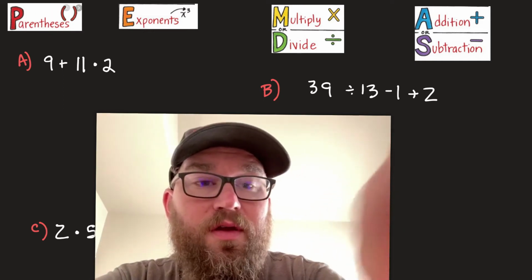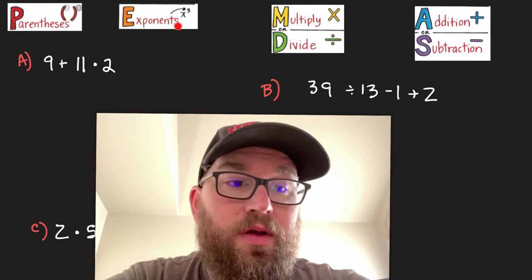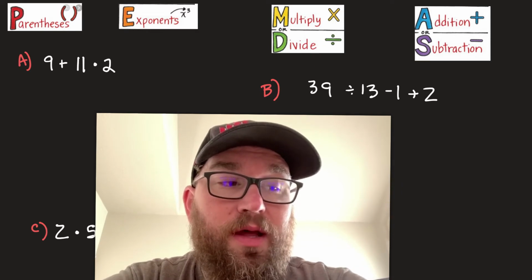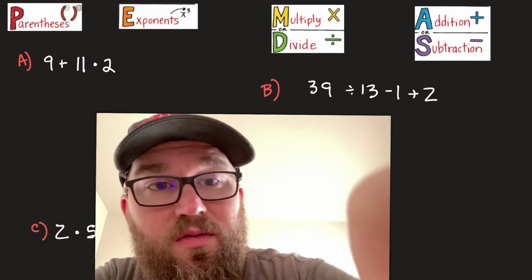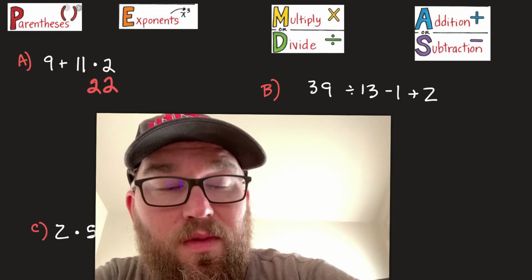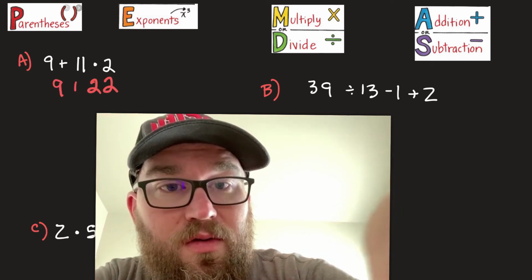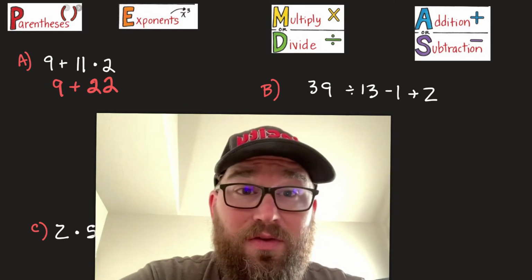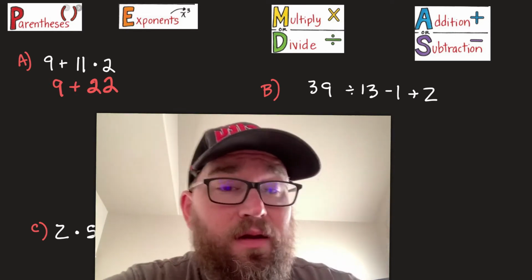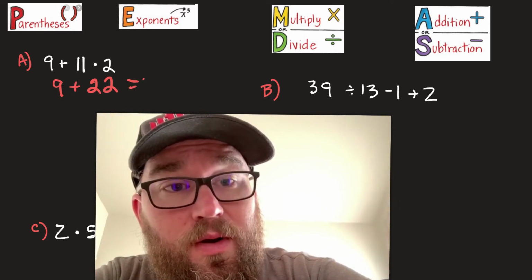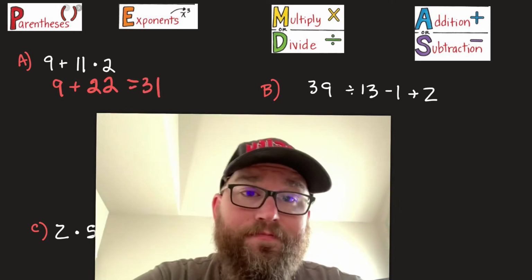There's no parentheses. There's no exponents. So we look at multiply and divide. There is some multiply there. We do 11 times 2, which is 22. And then we bring down the rest. Technically, every time you get a new step, you reevaluate. Are there parentheses? Are there exponents? Are there multiply and divide? Okay, we're at adding. 9 plus 22 is 31. What was the answer for A?